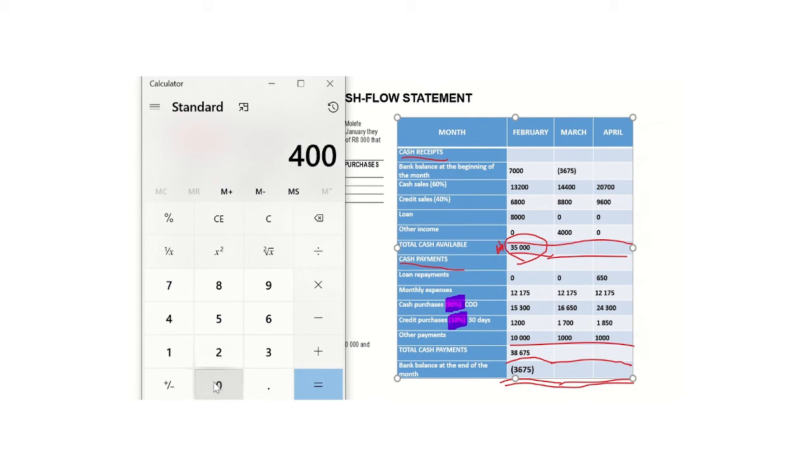So you got 4,000 plus 8,800 plus 14,400, which gives you 27,200. Remember, take out the negative: minus 3,675. Now you got 23,525. It is positive. That doesn't mean when we subtract that we'll end up with a positive, but at the moment it is positive. So we capture 23,525.